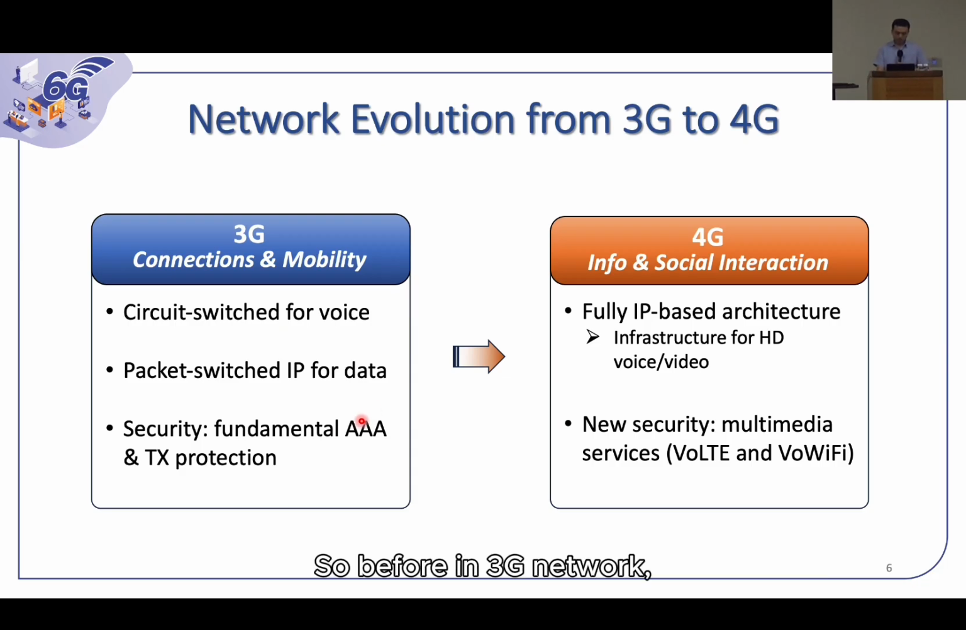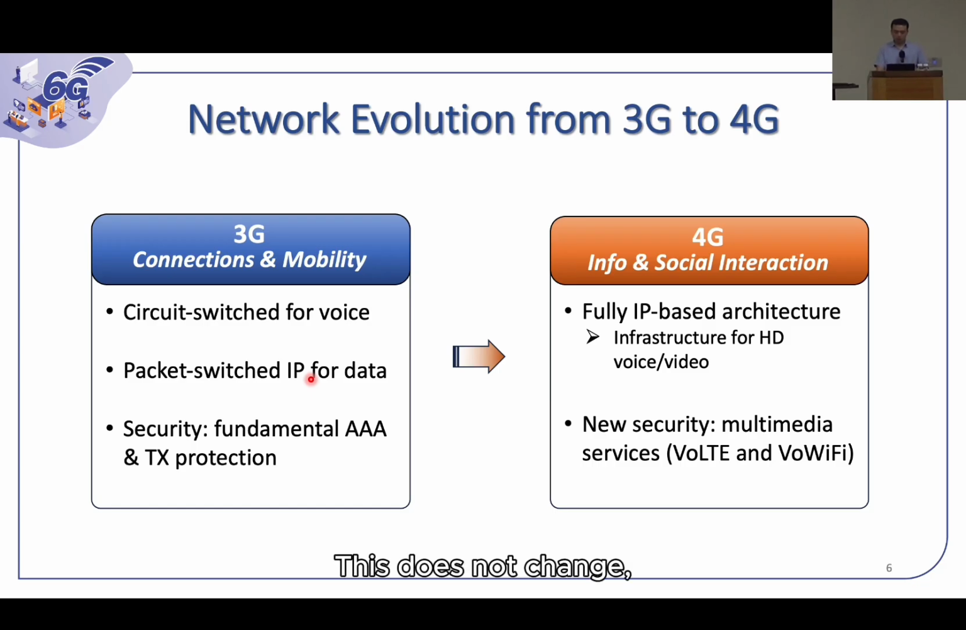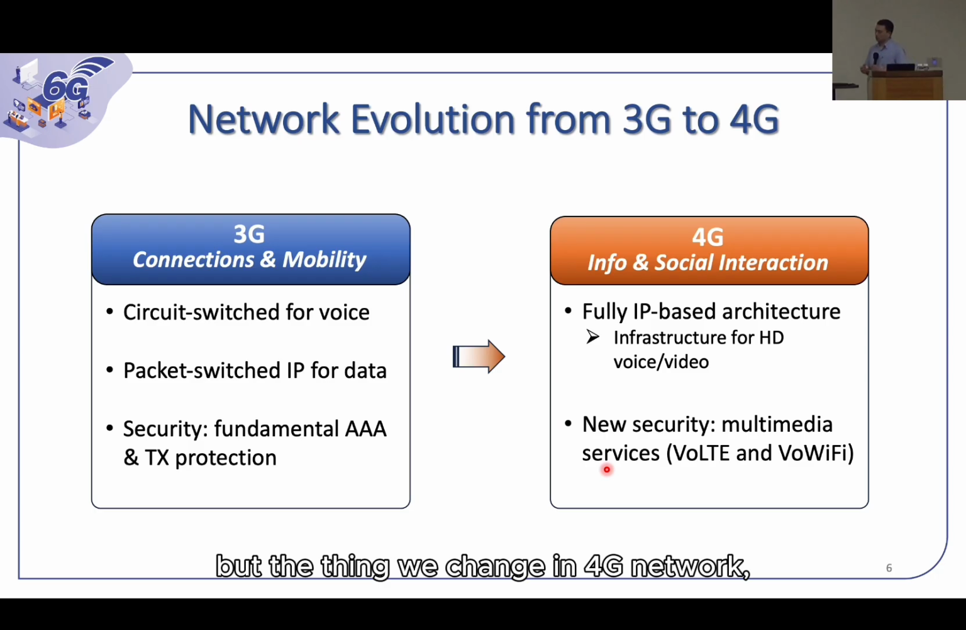So before, in 3G network, we already had the fundamental AAA and transmission protection with the encryption and the integrity protection. Here, in 4G network, we still use the packet switch IP for data service. This does not change. But the thing we change in 4G network is the multimedia services, for example VoLTE and VoWi-Fi. So this would be the new area where we need to have a new security method.